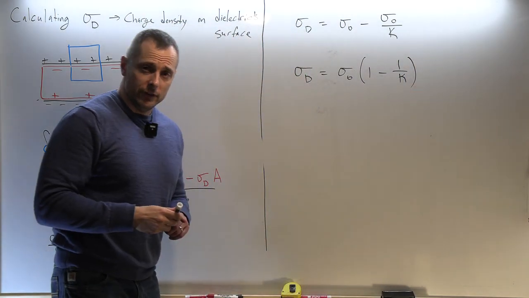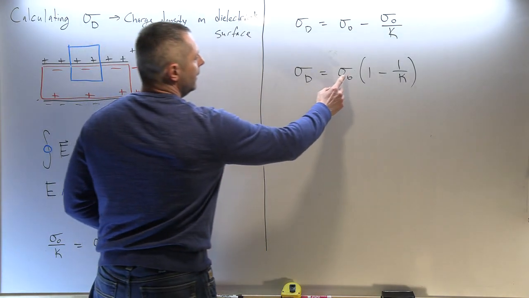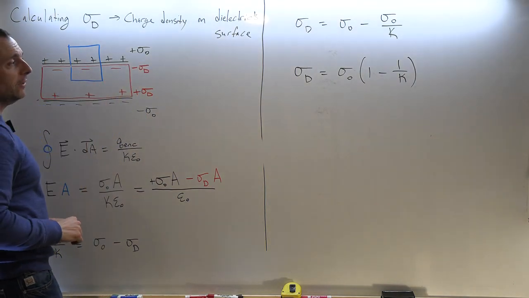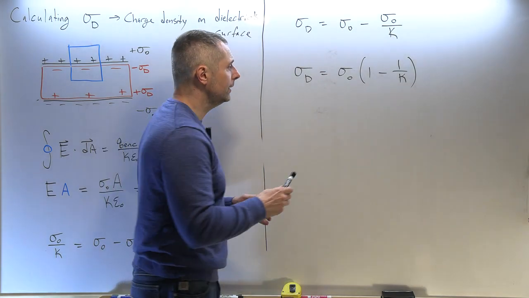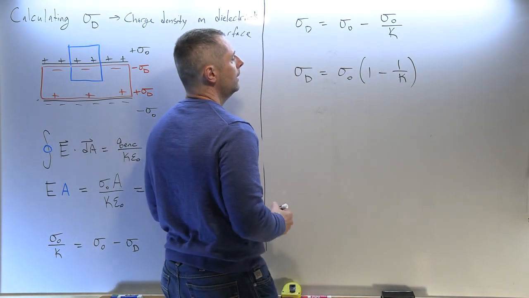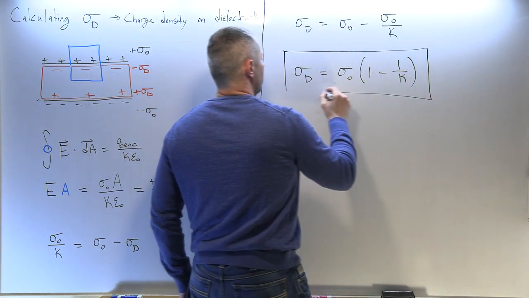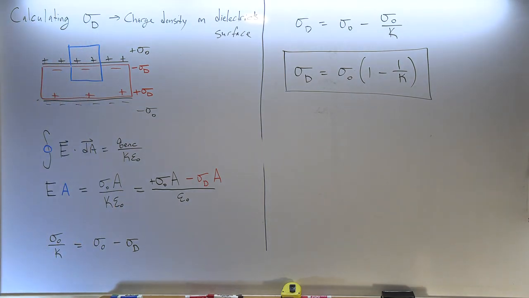So the charge density on the surface of the dielectric is less than the charge density on the plate in the capacitor. So maybe like a half or a third, but some portion of it, because this is going to be less than 1. And it depends on the kappa. So there's how you could calculate the charge density on the top of a dielectric. All right, if you need a moment, I'll create a pause so you can copy this down.